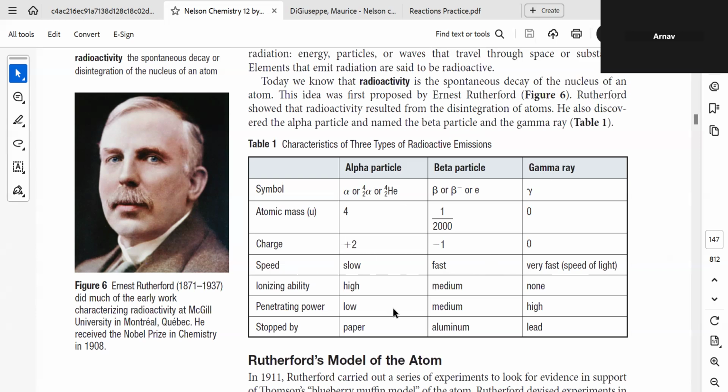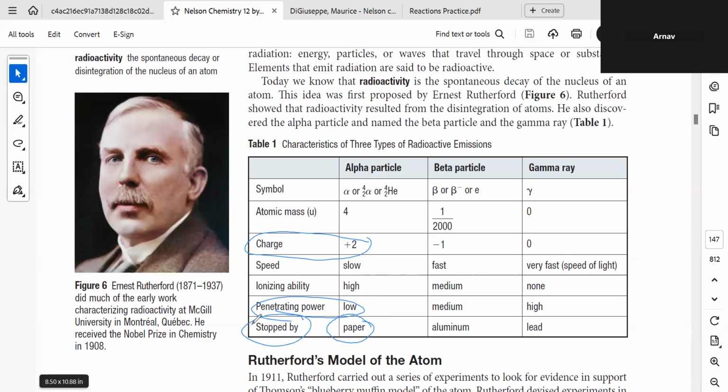Any doubt? Okay, so these are the properties of the alpha particle. What you should know is that alpha particles are positively charged. The mass of that is 4. They have low penetrating power. What does that mean? It means it can be stopped by a paper.